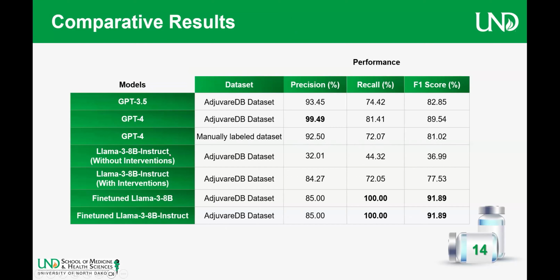We have seen that for the without intervention setting, the baseline model without fine-tuning does not perform that well. But when we provide the interventions, the performance is somewhat good. However, the fine-tuned Llama 3 8 billion model and fine-tuned Llama 3 8 billion instruct model both have a good precision of 85%, and the recall and F1 score are 100% and 91.89% respectively, which are the highest among all these models.